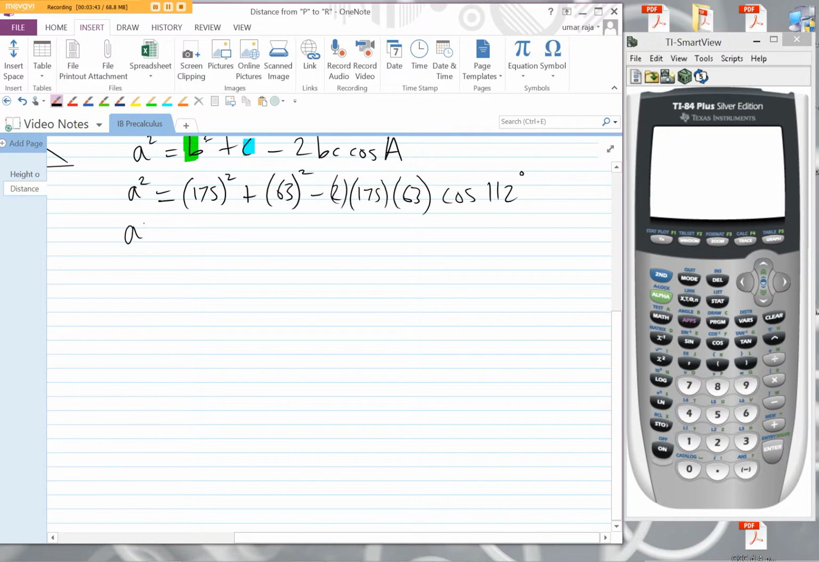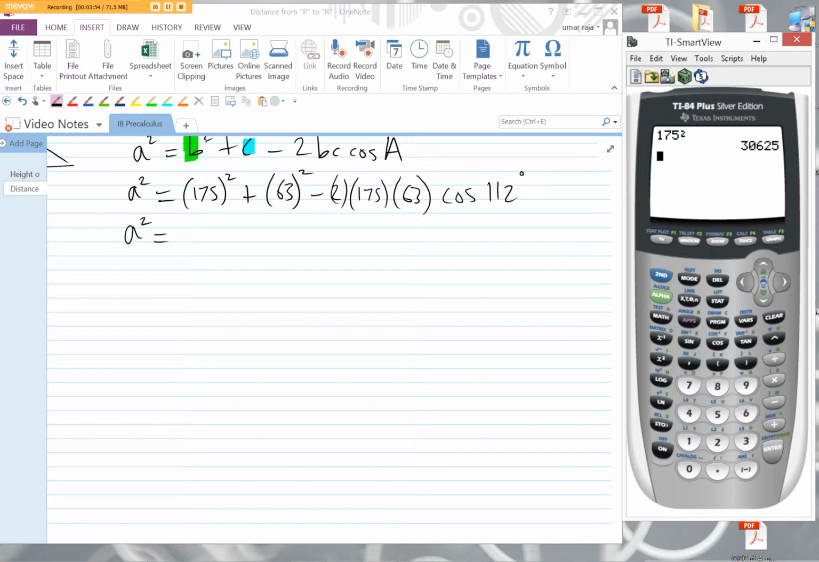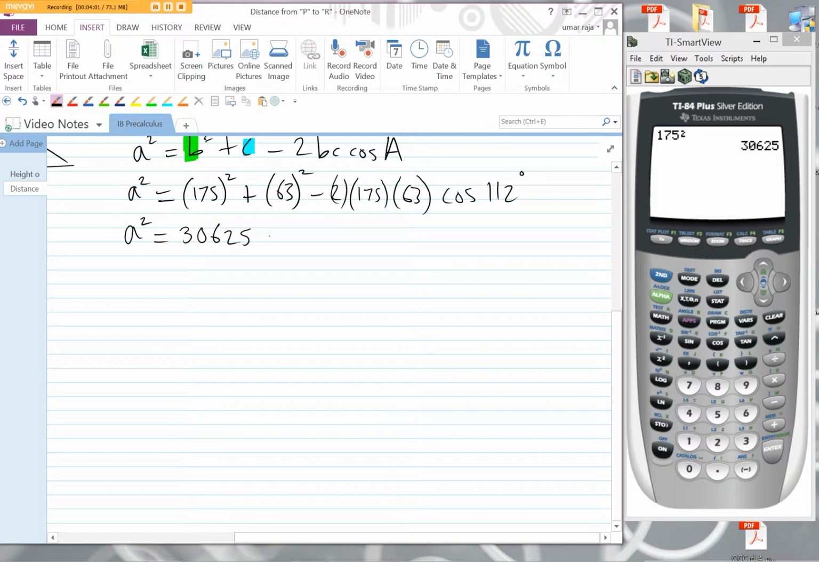Alright guys, so this is what you have so far. A squared is equal to 175 squared. So what would that give us? Let's put that in the calculator. 175 squared, and that's going to give us 30,625. Plus, you still have to square those 63. So let's put that in there. 3969.